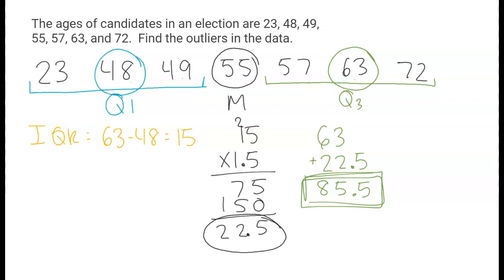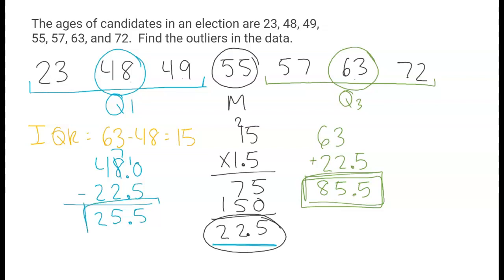Now we're going to look at our lower end, and I'm going to subtract this same number from my quartile 1. So I have 48 minus 22.5. I'll add a decimal and a 0 there. Subtract. That's going to need to borrow. And I have 25.5. Any number less than this number is going to be considered an outlier.